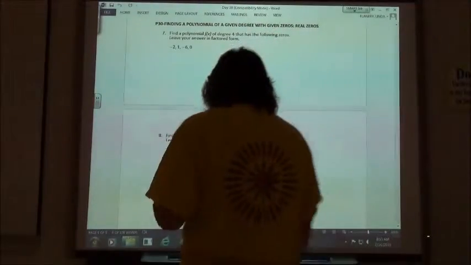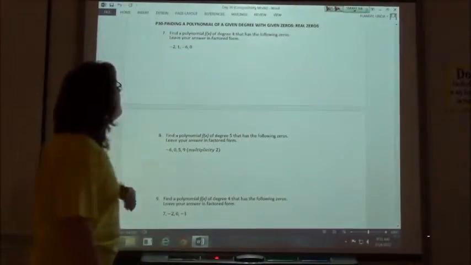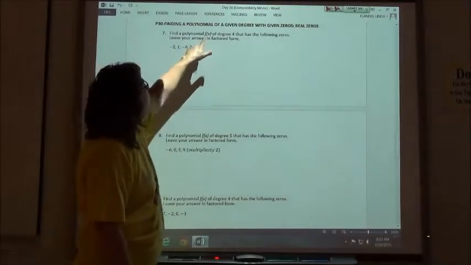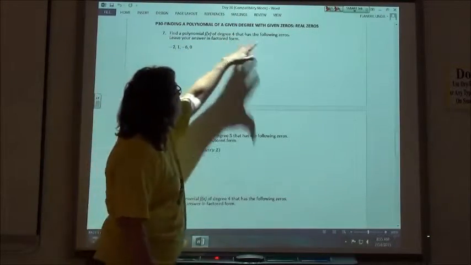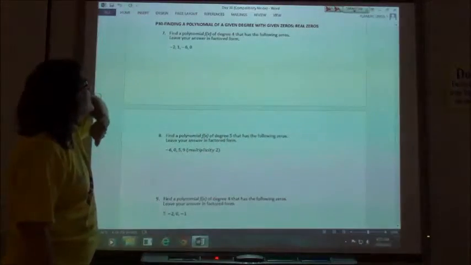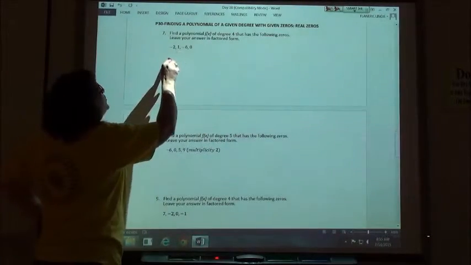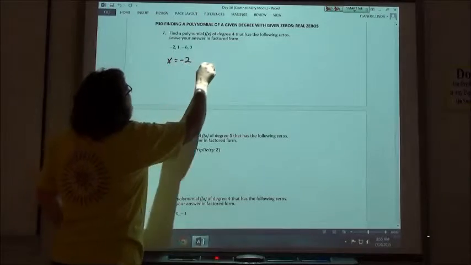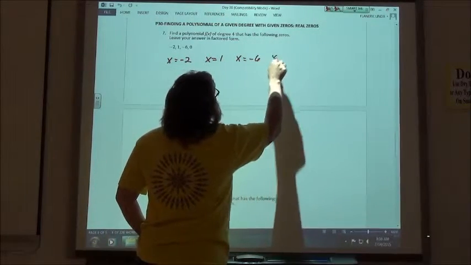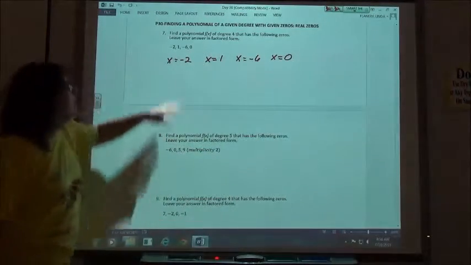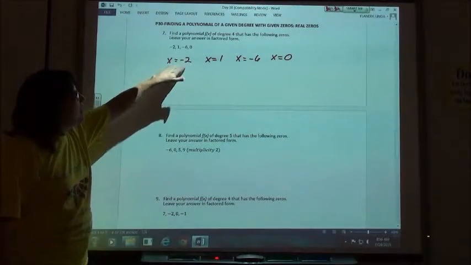7, 8, and 9, now they're just working their way sort of backwards. They want you to find the polynomial f of x, degree 4, which means it has 4 zeros, and it gives you the following zeros. Well, if my answers are x equals negative 2, x equals 1, x equals negative 6, and x equals 0, when I solve these, I would have had to move these over.